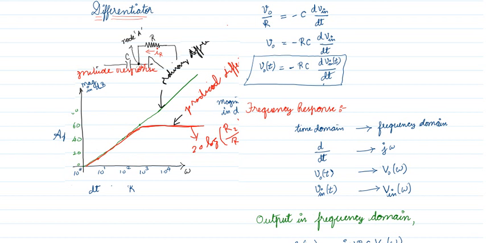Integrator is a low pass filter. The differentiator permits only the high frequency signal and blocks the low frequency, so that is why I say it is a high pass. Differentiator is a high pass, integrator is a low pass.